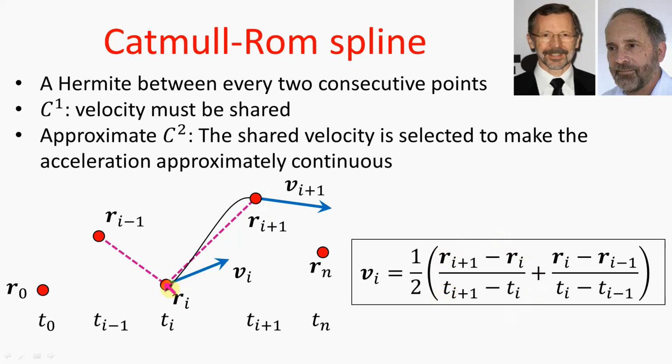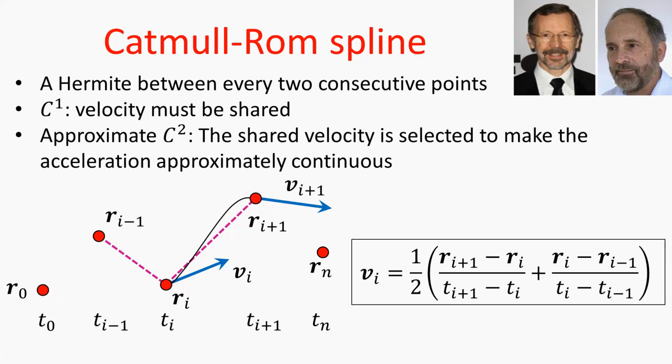So a reasonable choice is to say that in the smooth curve, the velocity vector at this particular point should be the average of the velocities of the two uniform motions ending and starting from here. So this is the Catmull-Rom formula for finding the velocity vector at a point, and when all velocity vectors are available, using the Hermite interpolation strategy, all these curve segments can be found.